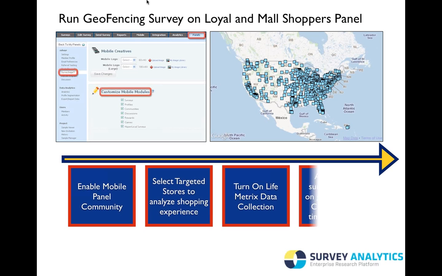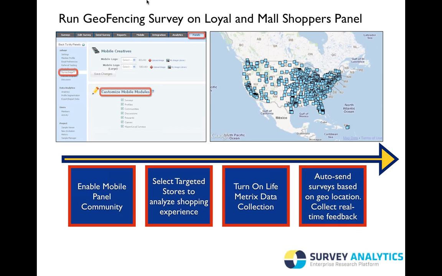Other things you can also do to make your strategy stronger is to run a geofencing survey on loyal and mall shoppers panel. First thing you do is enable a mobile community panel, so you can see a screenshot of survey analytics, and you can just customize your mobile community and what it can do in its module. Then after that, you can go ahead and select a targeted group of stores to analyze their shopping experience.